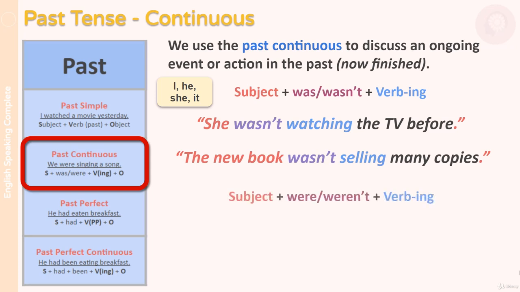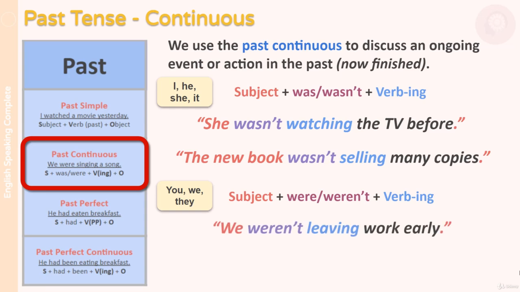Okay, and onto a different pronoun. We have you, we, and they. This is when we would use were or weren't. We weren't leaving work early. Kim and Rob weren't dating anymore. So we're talking about past events that were ongoing before but have now finished, or finished in the past.